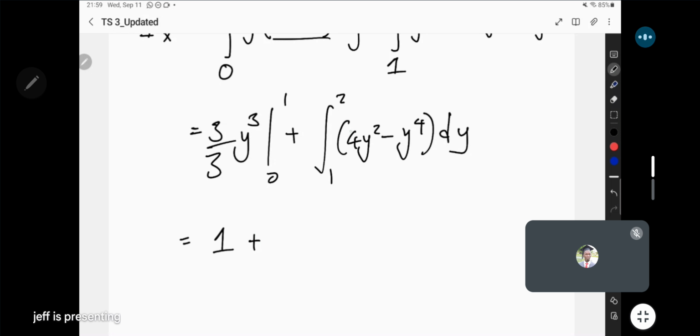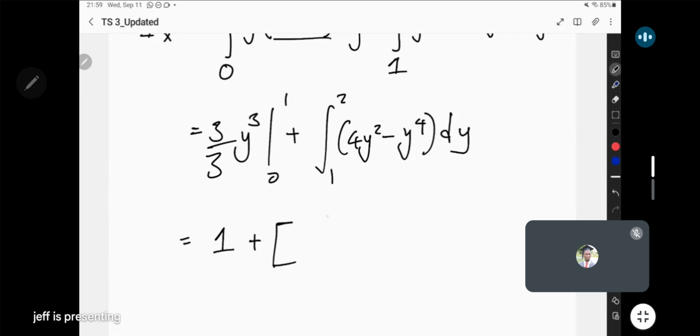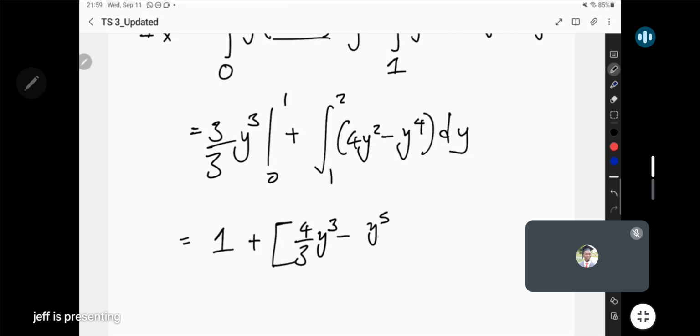Then plus, this side when we integrate, y to the power 2 becomes y to the power 3. So it will be 4 over 3 y to the power 3 minus, when we do the same thing there, y to the power 5 over 5. This is from 1 to 2.